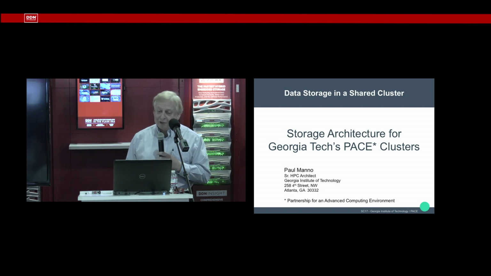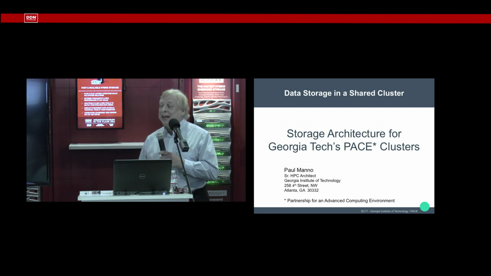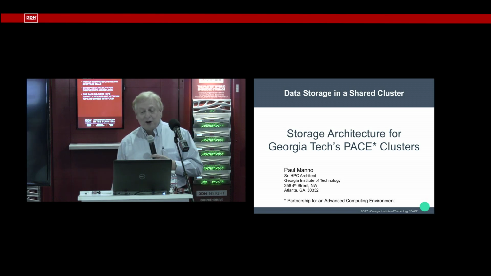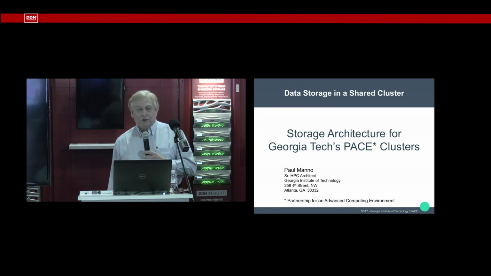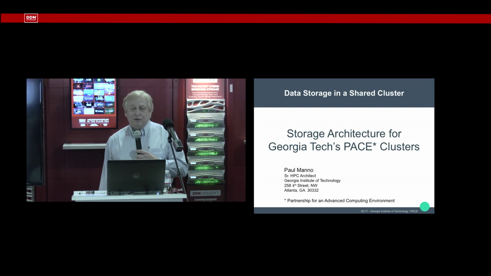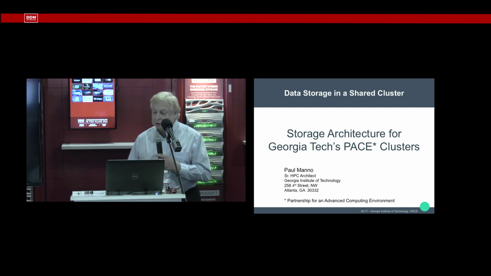We're going to talk a little bit about the storage architecture that we've been using at Georgia Tech's PACE clusters. PACE is the Partnership for an Advanced Computing Environment. That means that we have a large number of people that use the cluster. We have about 55,000 cores of cluster, and we have a wide variety of storage architectures that we use.